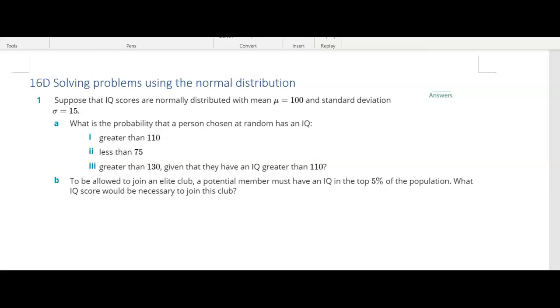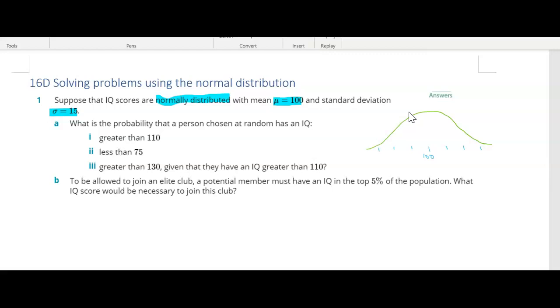So question 1, suppose that IQ scores are normally distributed. So whenever you see normally distributed, always think of the bell-shaped curve. Okay, so there's your bell-shaped curve, your normal distribution. Your mean is 100 and a standard deviation of 15. Your mean always goes in the middle. So if you wanted to draw it, you can, but you don't always have to. Sometimes it might take you a bit of time to draw it, and in an exam, you've got to save time as much as possible.